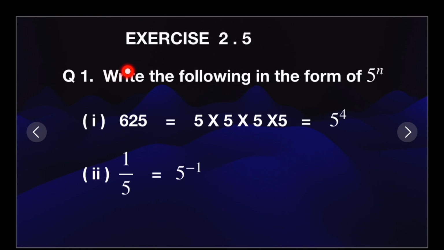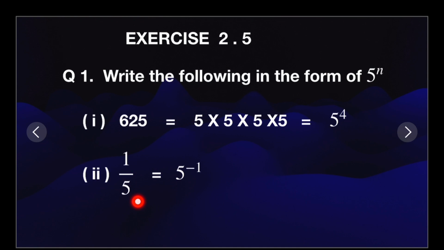Let's go to exercise 2.5. Question 1. Write the following in the form of 5 raised to n. Number 1, 625. Very easy. Find the factors. Okay, there are 4 factors. So the answer will be 5 raised to 4.